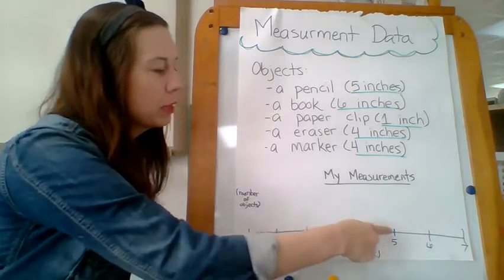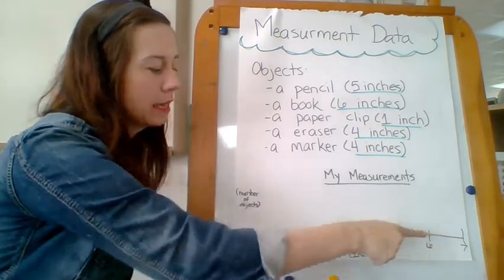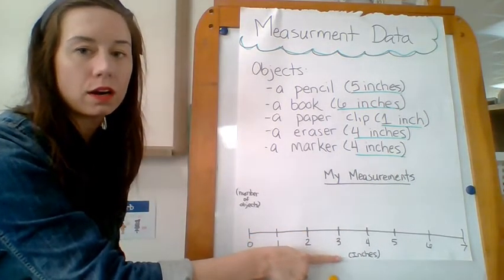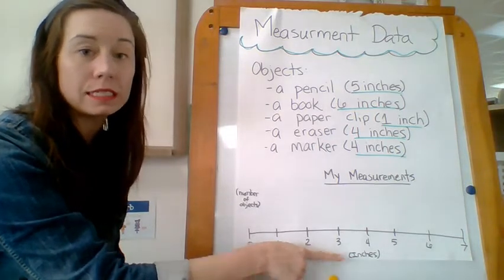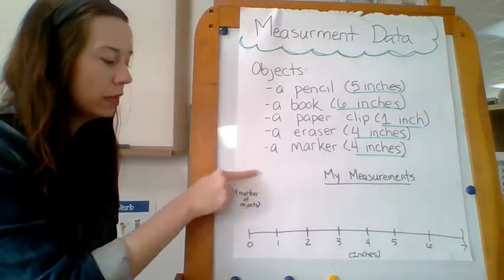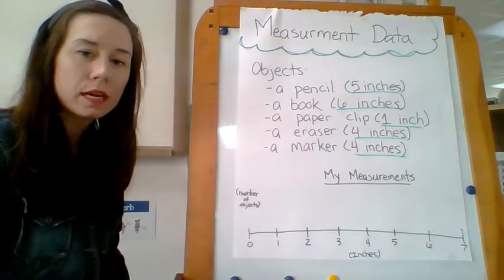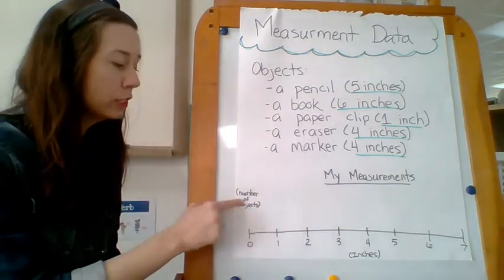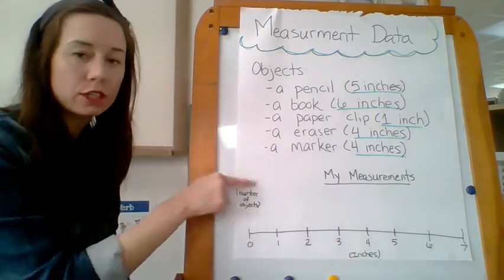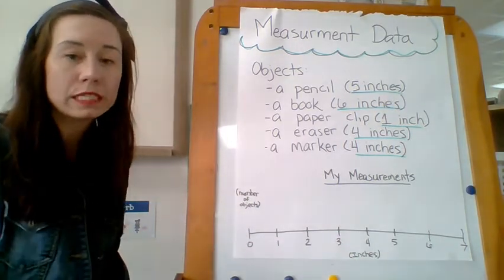So here on my line plot, I have numbers, so 0 all the way to 7, and those represent how many inches there are, or how long the object is in inches. The next one here is going up, and it says number of objects. Now, sometimes plots can switch these two things. So sometimes the number of inches could be up here and the number of objects could be down below.